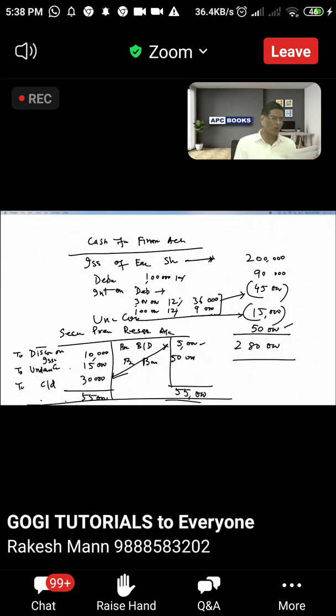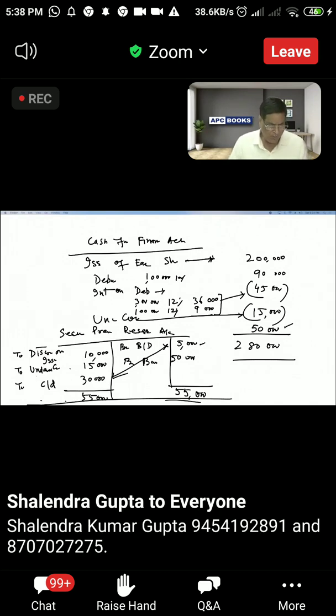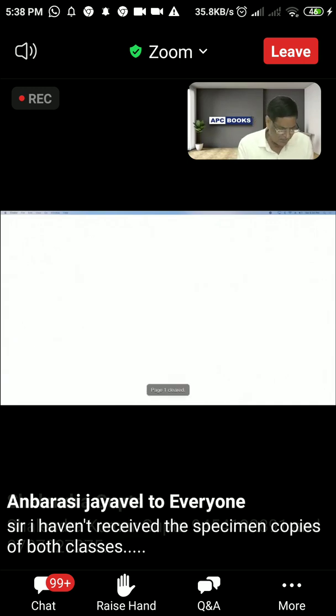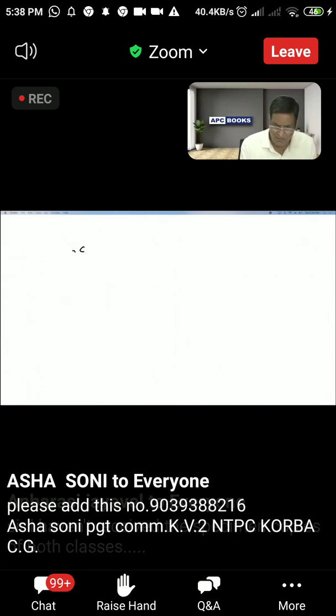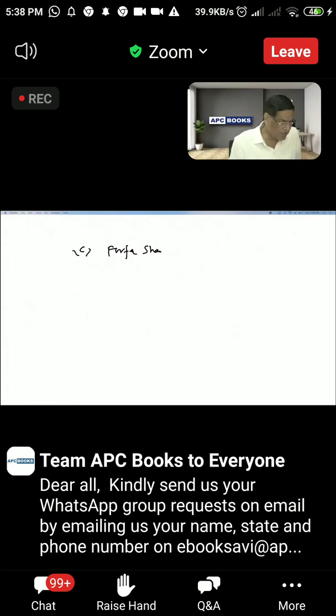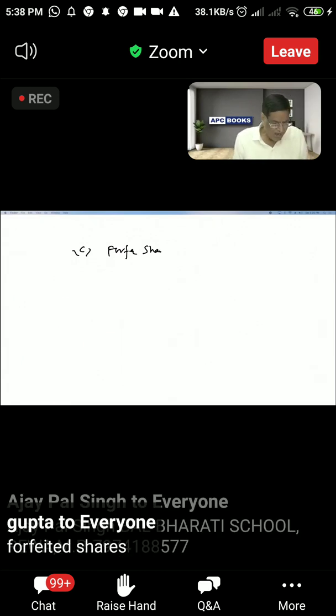Which one of the following items is not a part of subscribed capital? Answer is very simple. Number C, forfeited shares. Forfeited shares are not a part of share capital.